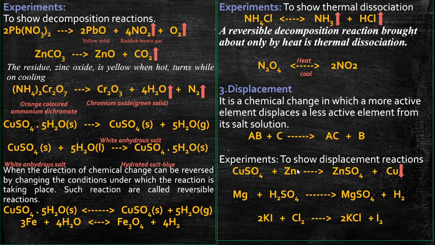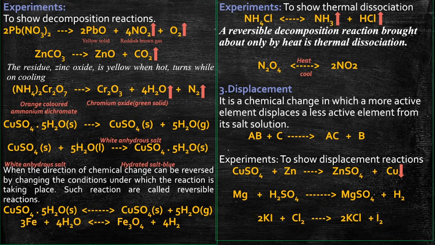A simple experiment to understand displacement reactions uses copper sulfate. Copper sulfate reacts with zinc. Compared to copper, zinc is more reactive. So zinc displaces copper from the compound and occupies its place, so that it forms ZnSO4, zinc sulfate, and copper settles at the bottom.